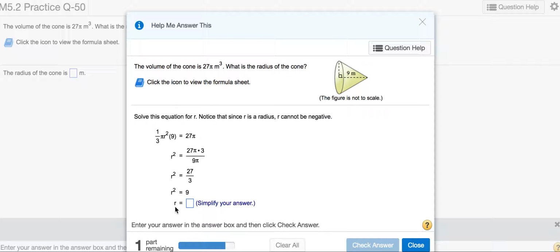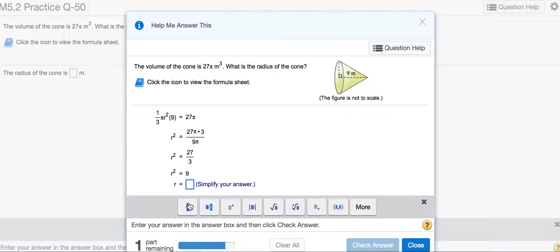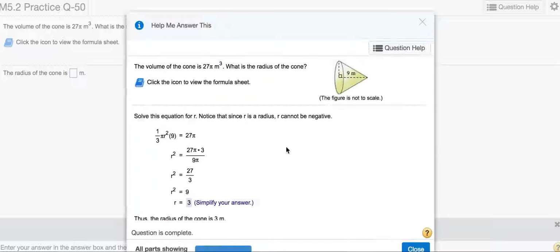But remember, we need r, not r squared. So we need to find the square root of 9. If you plug into your calculator the square root of 9, you're going to get 3. That is your answer. The radius is 3.